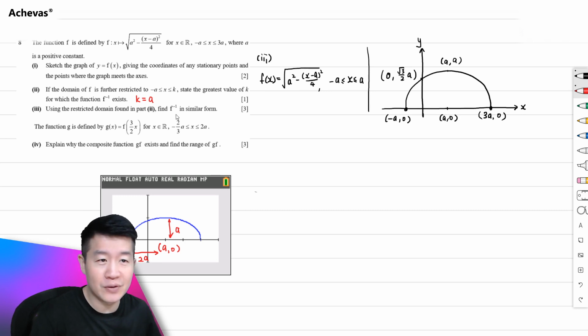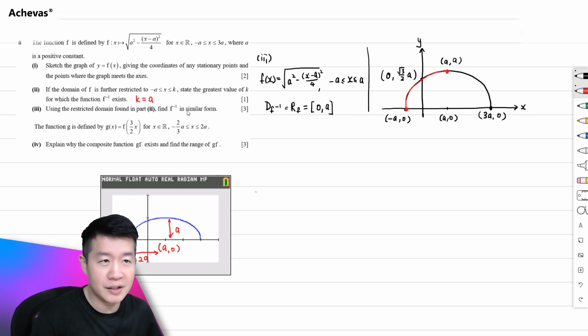We are supposed to find f inverse in similar form. So what we need is an expression for f inverse, and we also need the domain of f inverse. I guess the domain of f inverse is easy. I can just see it from my graph. The domain of f inverse is going to be the same as the range of f. So looking at my graph, if I restrict it from minus a all the way until x is equal to a, I'm looking at a graph that is like this. So if this is my new f(x), the range is going to be from 0 all the way until a, inclusive of 0, inclusive of a. So we will make use of this for the domain of f inverse later.